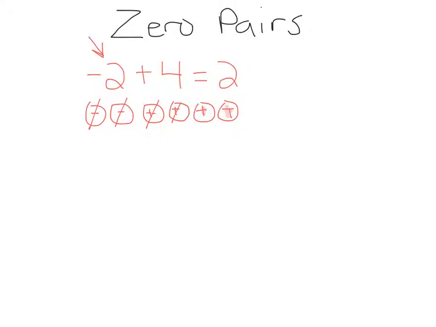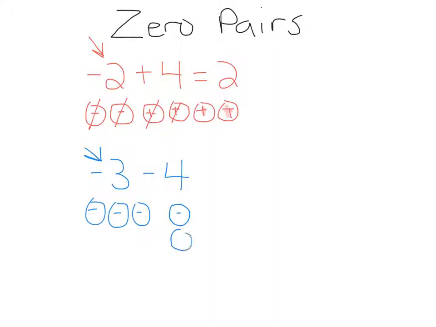But what happens when you have subtraction? Let's say you had a problem -3 minus 4. You'd still start with this first one right here and draw out your 3 negatives. But we need to subtract 4 positives. I don't have any positives, so what I need to do is create 4 positives by setting up zero pairs.